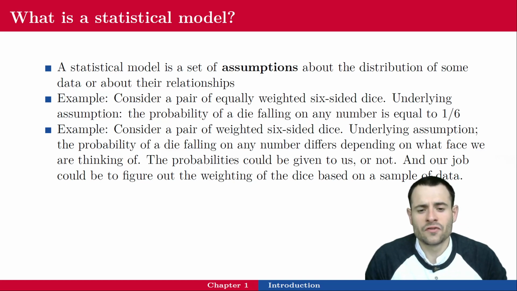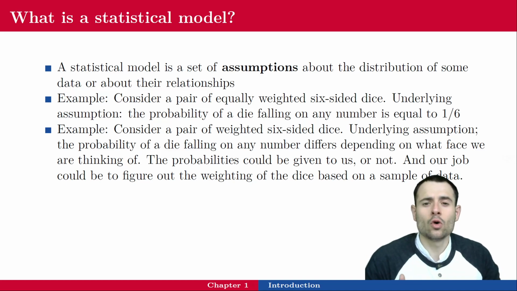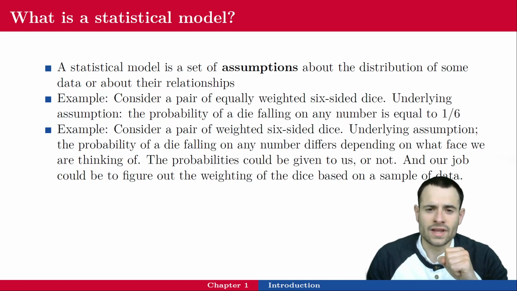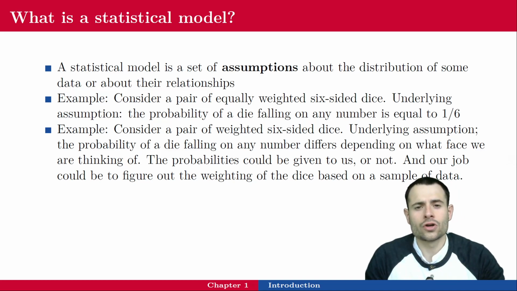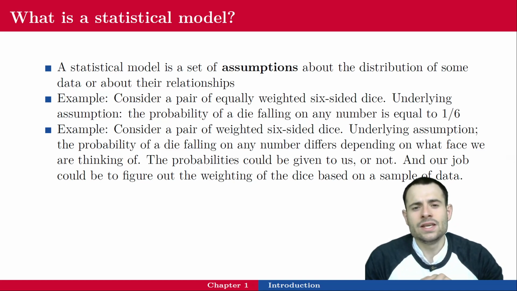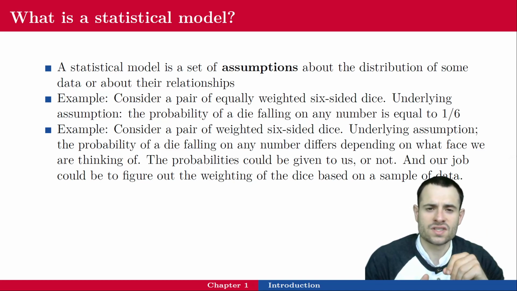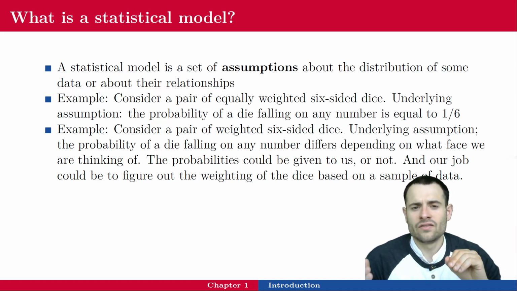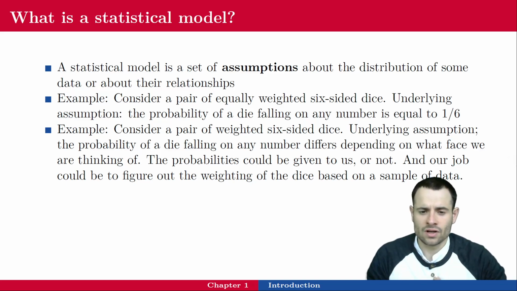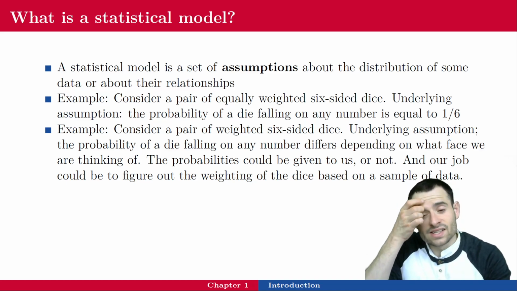So our job could be to figure out the weighting of the dice. Maybe we actually don't know if it's equally weighted or not, and maybe we have to check based on a sample of data. For instance, I give you a pair of dice. You can throw them 100 times, the same ones, and see if the probabilities you obtain, how many times you got 6, how many times you got 1, and so on, coincide with an equally weighted six-sided die, or with some sort of a weighted six-sided die.